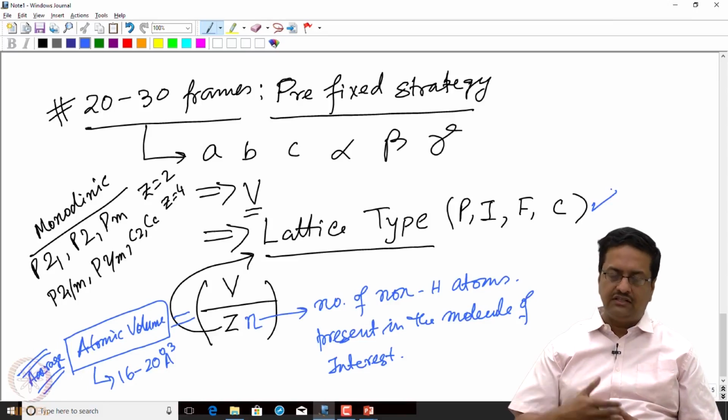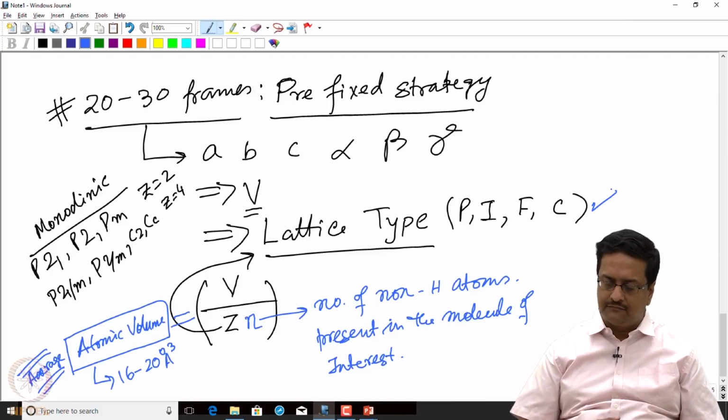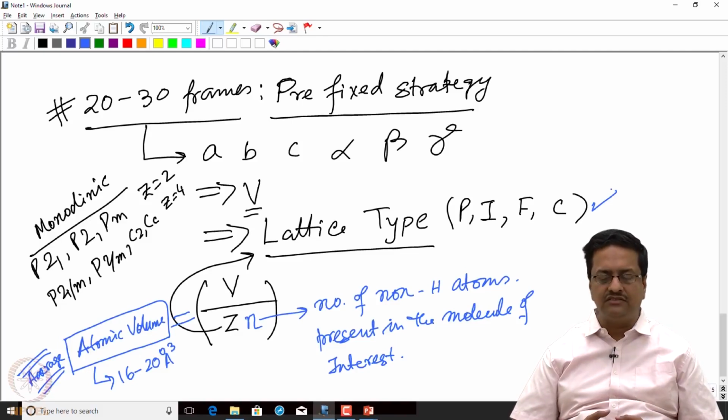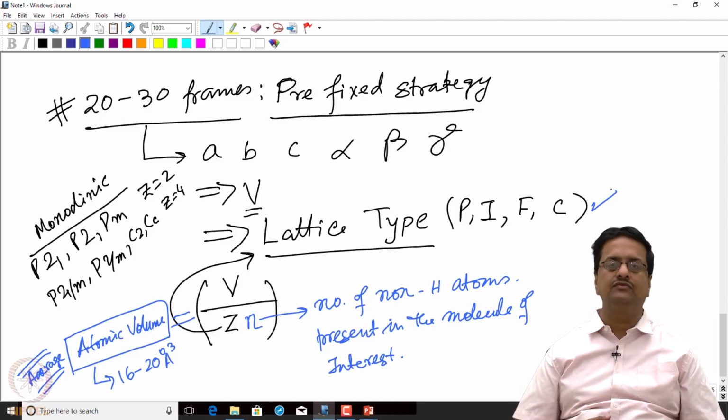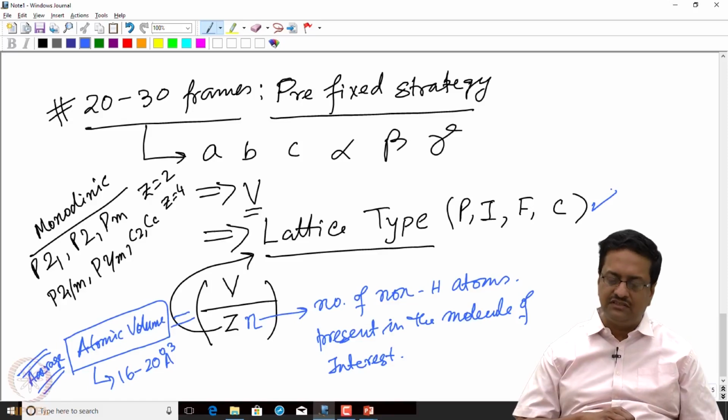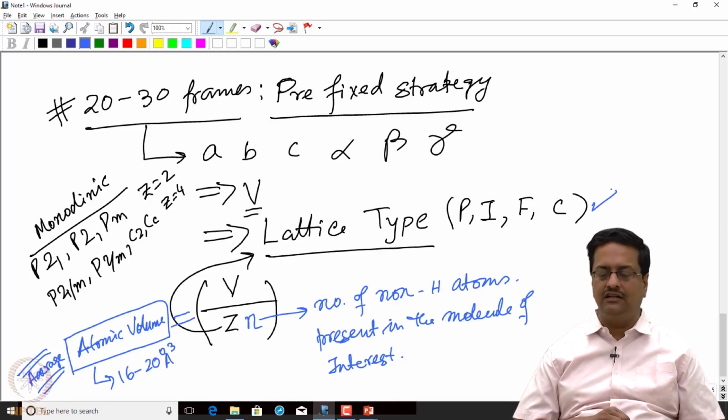If the number does not match, then one has to think what is the reason behind it. There may be some solvents present in the asymmetric unit. So depending on what solvent was used, how many non-hydrogen atoms could be present in the solvent, and how many such solvents may be present, one can redo this calculation and check whether with a corrected calculation that number is matching.